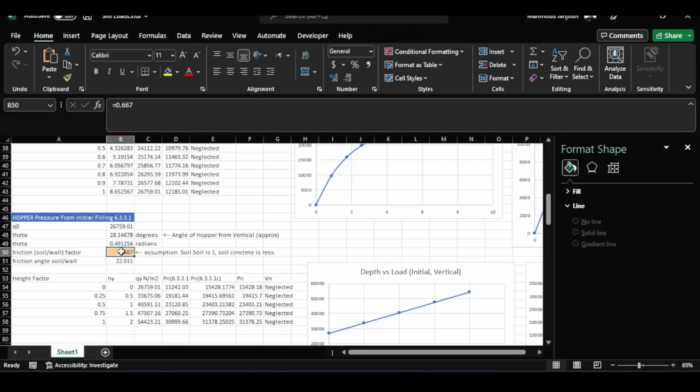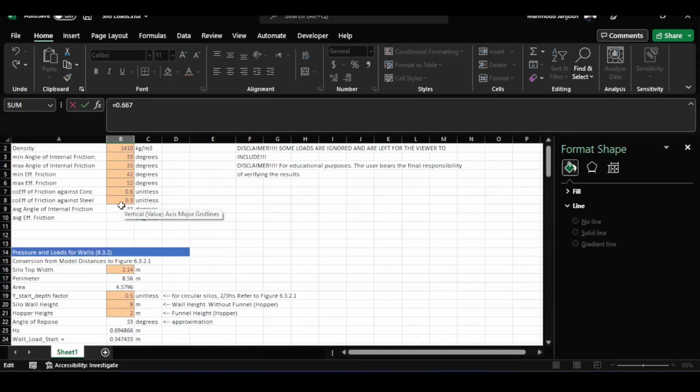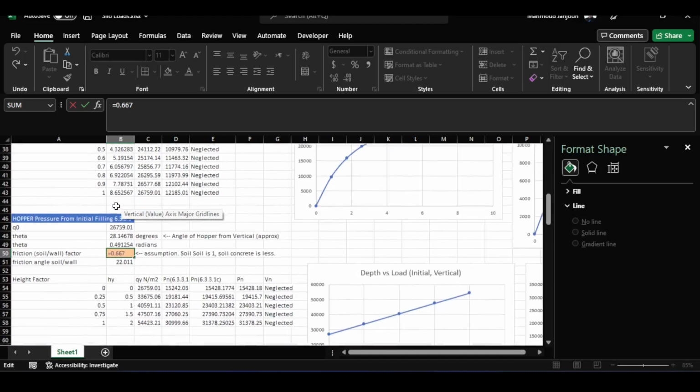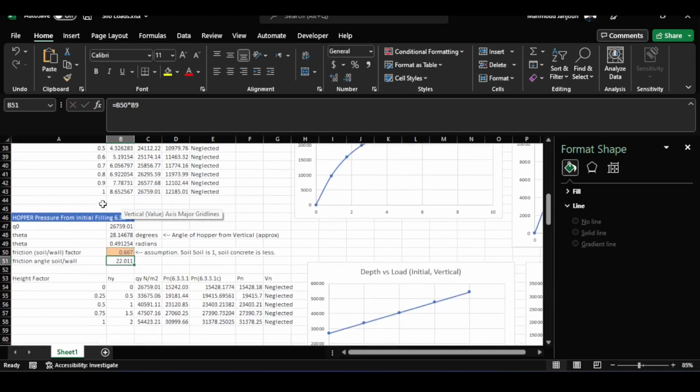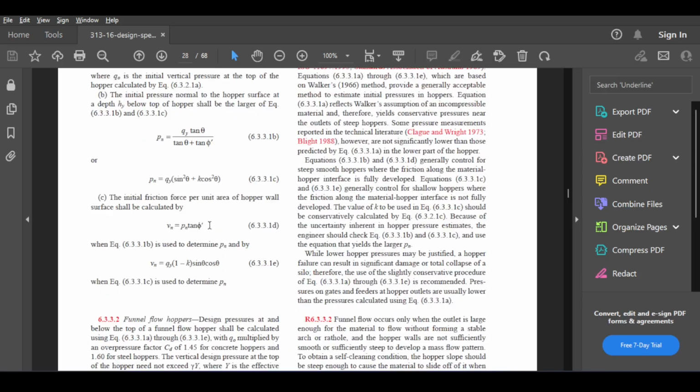See, I assumed this factor, and I think this is from Raja and Das. It's basically a factor that I use to multiply with the friction angle, which is 33 degrees, to predict the friction between the soil and wall. This is what I'm trying to say. Don't just keep banging your head against the code. You will have to somehow try to find solutions to this, and that's what the channel is all about.